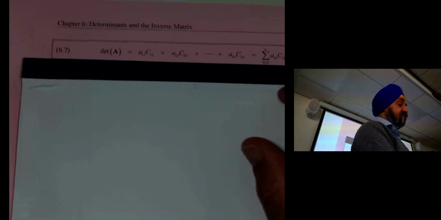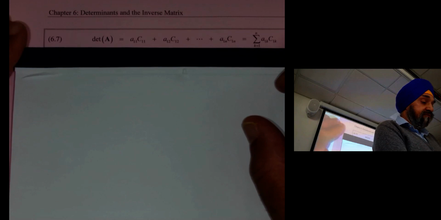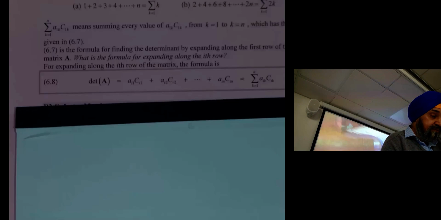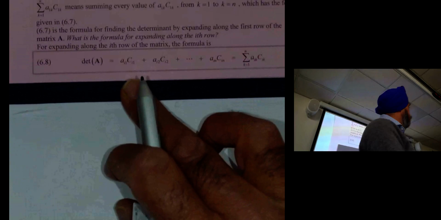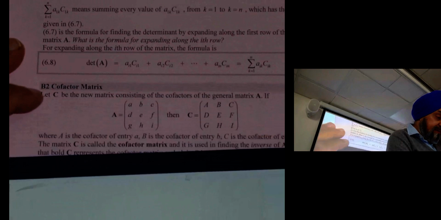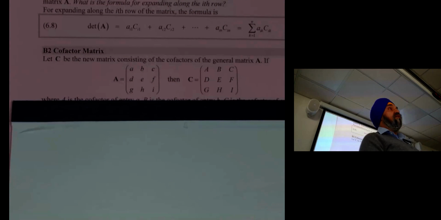A11 C11, where C represents the cofactors, A12 C12, all the way to A1n C1n. Those are your cofactors, and there's the general formula. But you could expand along any row. If you expand along the ith row, it's given by that thing there. What I need to find is what we mean by the cofactor matrix.